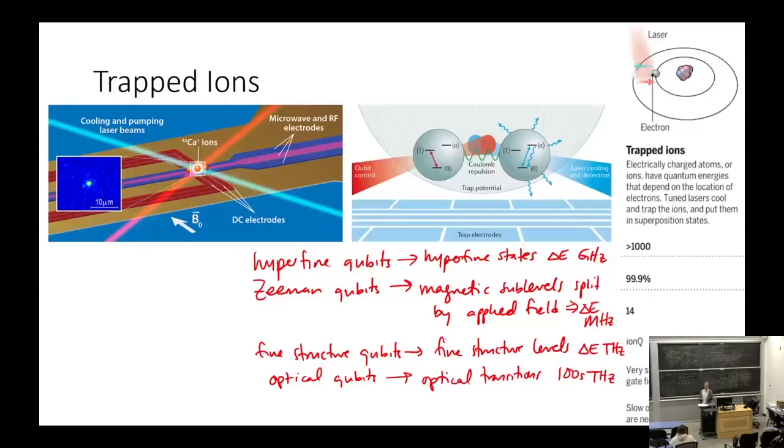So the advantages of trapped ion qubits is that they have coherence times that can be really long for all four of these types of qubits. The hyperfine qubit coherence times have been measured as high as 50 seconds without using any kind of spin echo or other dynamic decoupling protocols. And with that kind of dynamic decoupling, they've gone up to like 600 seconds, so super long.